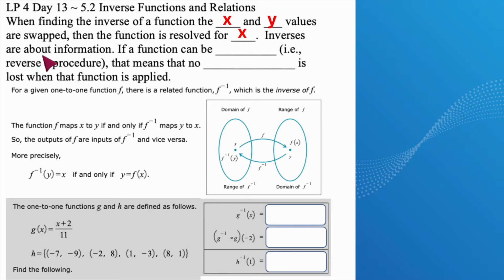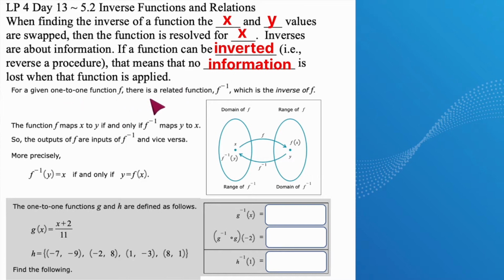So inverses are about information. If a function can be inverted, reversed as a procedure, that means that no information is lost when that function is applied. So not all functions can be inverted. Sometimes information is lost within the function.